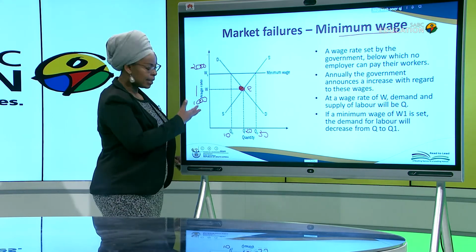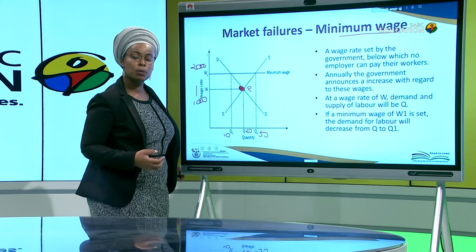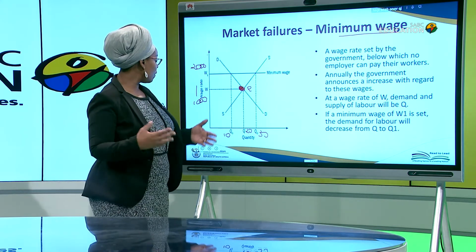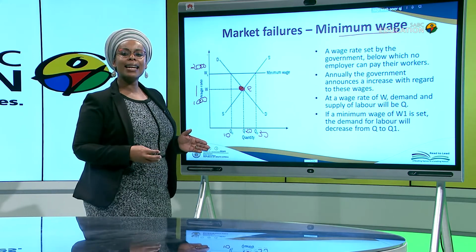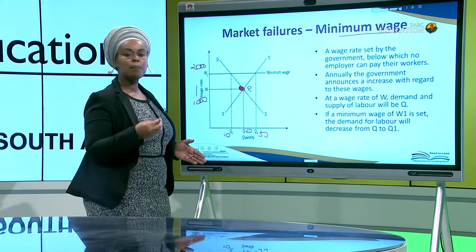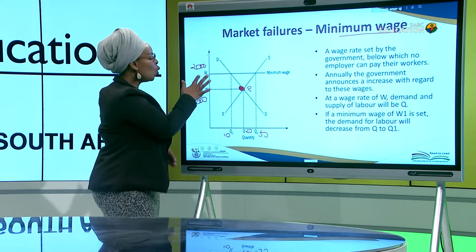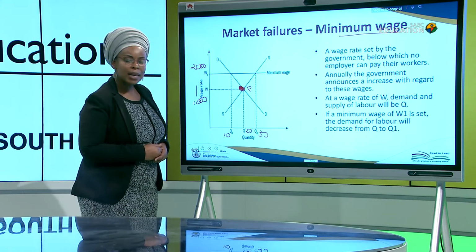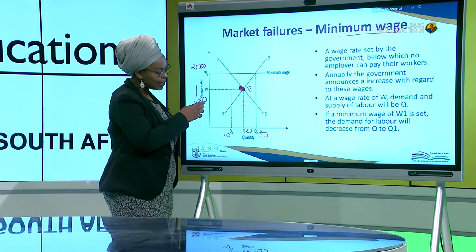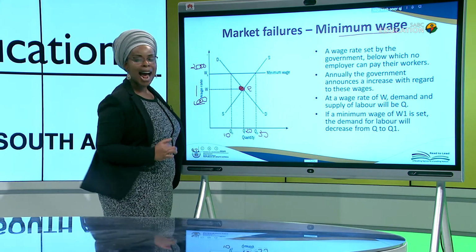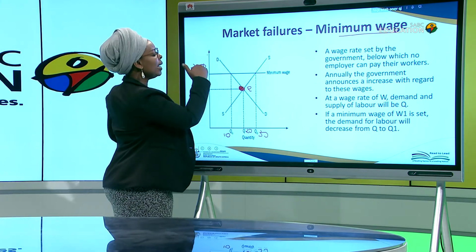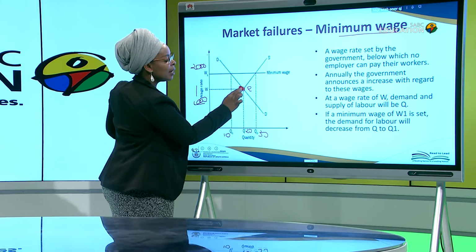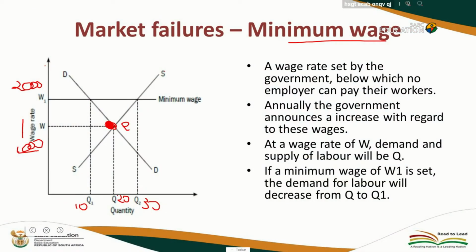So 1,000 is too little to buy basic goods and services to satisfy the wants. So the government can announce that the minimum wage is 2,000. What does this mean? It means that the employers can no longer pay the workers 1,000. They must pay them a wage rate that is above the equilibrium point. And it has advantages and disadvantages.